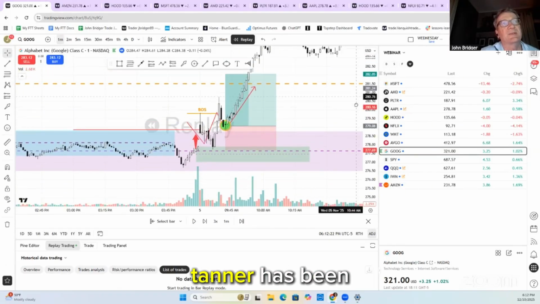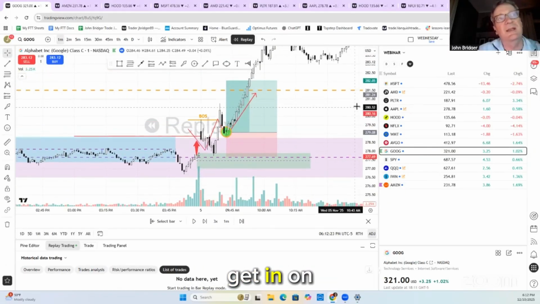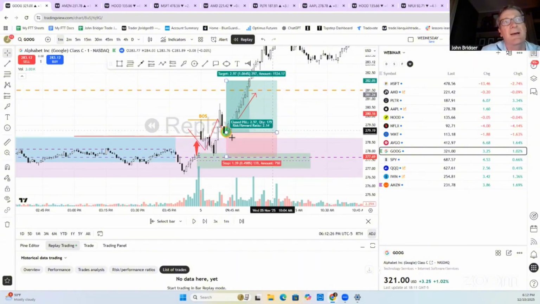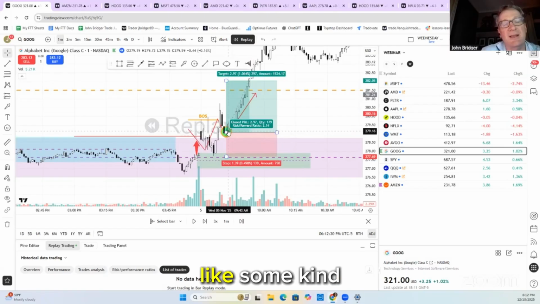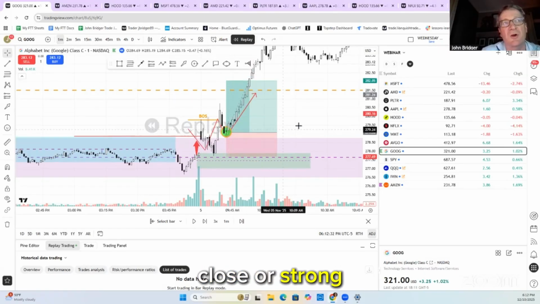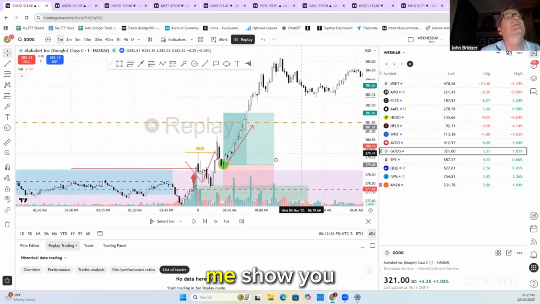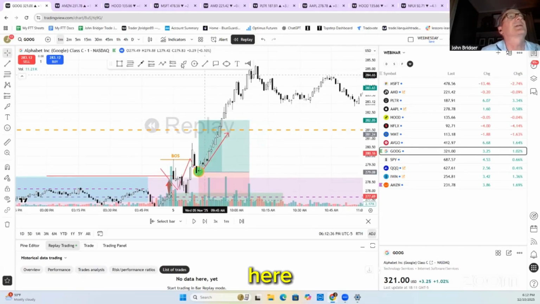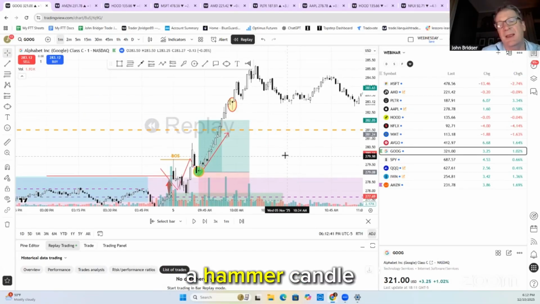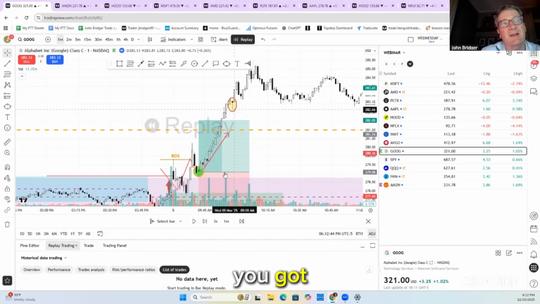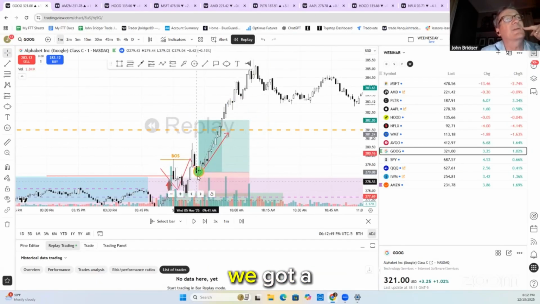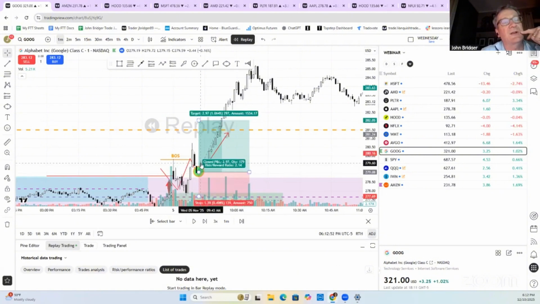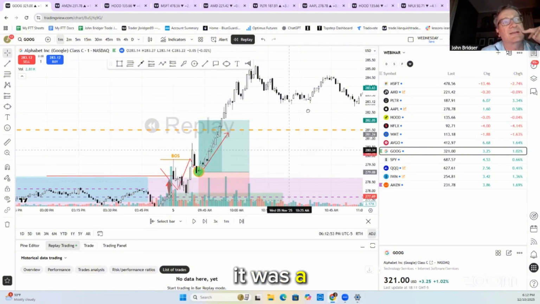That's something that Tanner has been emphasizing: don't always get in on the retrace, but get some kind of confirmation. Once you're there, you get some kind of green candle close or strong candle, something like this candle here, what I call a hammer candle, right? Where you got a strong tail, it shows that buyers are buying it up. That's what we got here. We got a little bit of a hammer and then a continuation of that move here. So this is a sign to get in that trade.